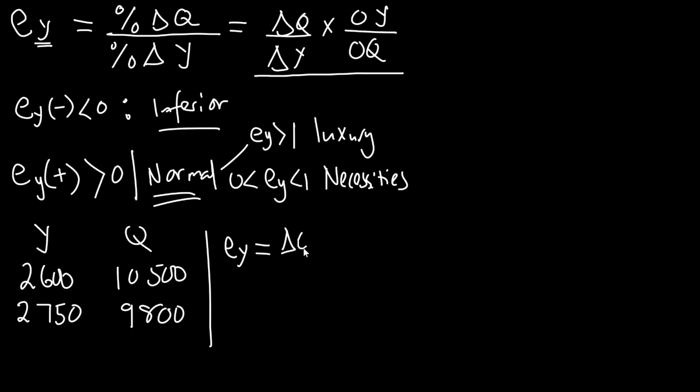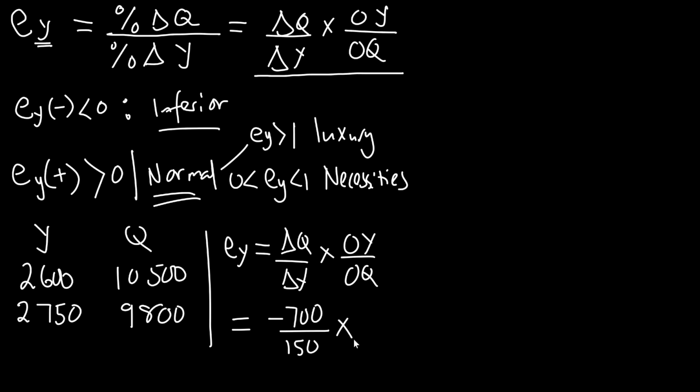So it's change in quantity over change in income multiplied by original income over original quantity, which is equal to, we subtract the quantity: 9,800 minus 10,500. We get minus 700. The income is 2,750 minus 2,600. We get 150. Then we multiply by the original values. The original income is 2,600, and the original quantity is 10,500.